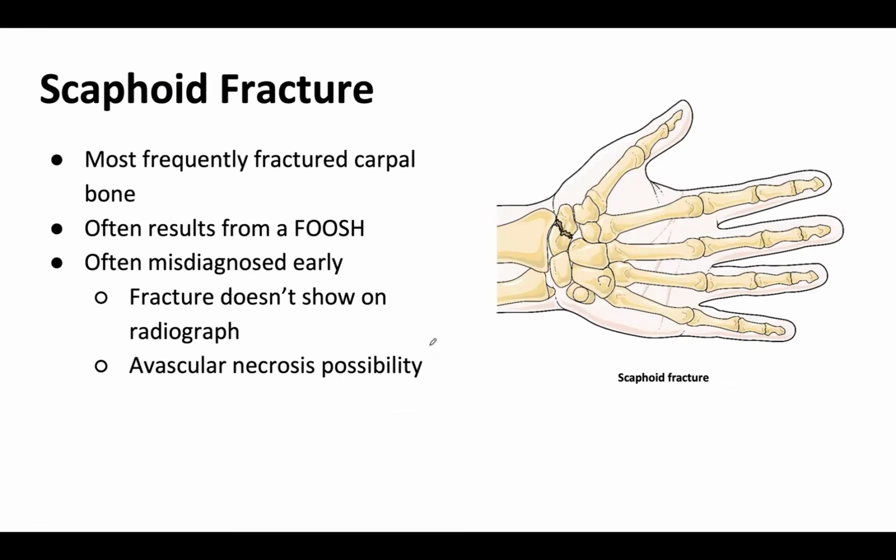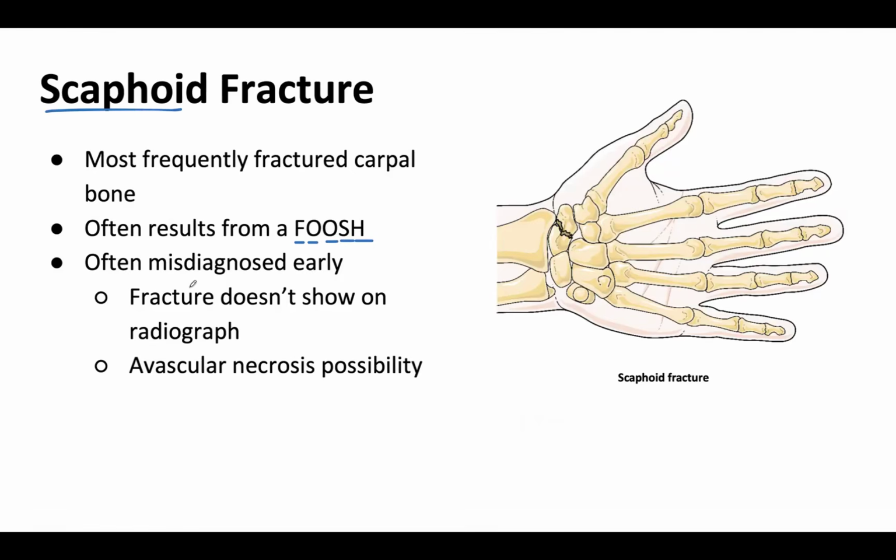We have talked about FOOSH injuries in all of these upper limb bone videos, and we are going to talk about it here as well. Recall FOOSH stands for fall on an outstretched hand. With this type of injury, you can fracture carpal bones, and most frequently you would fracture the scaphoid bone. This is the lateral-most carpal bone of the proximal row.